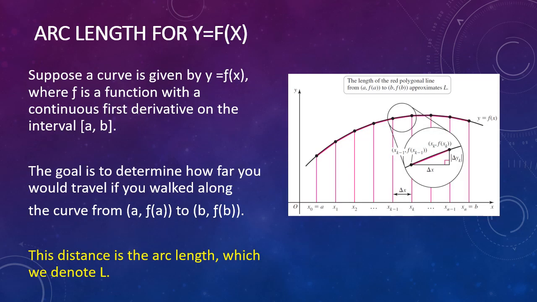So let's look a little closer at an arc length. Suppose a curve is given by y equals f of x, as you can see in the image here to the right, where f is a function with a continuous first derivative on the interval [a, b]. The goal is to determine how far you would travel if you walked along the curve from (a, f of a) to (b, f of b). The distance is the arc length, which we will denote by the letter L.